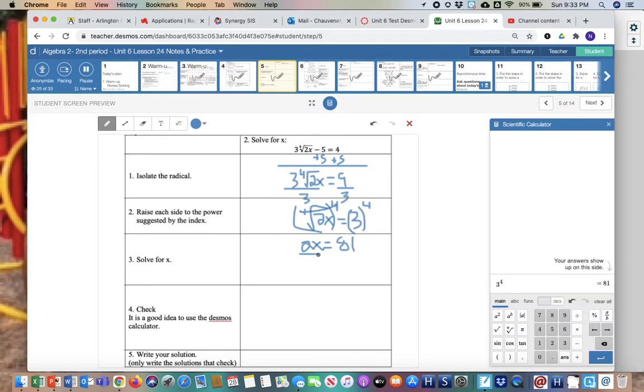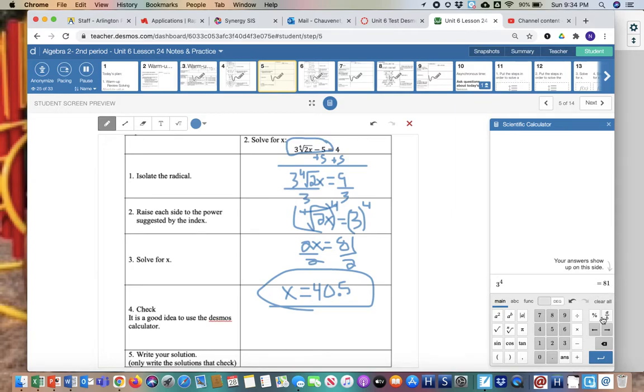Now I need to solve. Well, in this case, that's pretty simple. I just divide by 2 on both sides. So I get x equals 40.5. Okay, so x equals 40.5. All right, so what does that really mean for us, right? That means this should be the answer that if I plug in this left side to check, gives me 4.